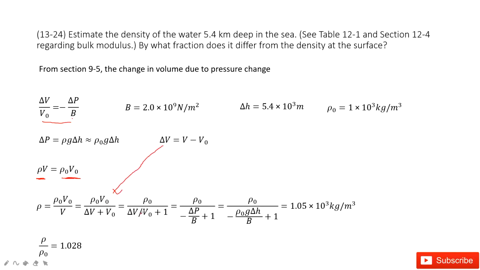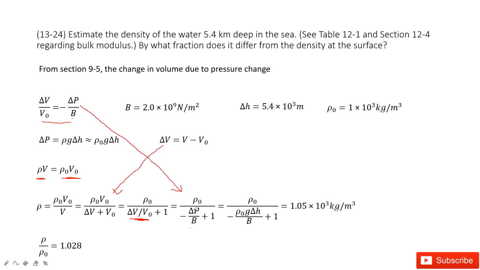Now you can see we do a trick. We divide by V naught on both the upside and the downside. It becomes this equation, right? Now this looks very familiar. What is that? This is the right-hand side of this equation. So you input this part inside, and replace delta V over V naught. It looks like this.